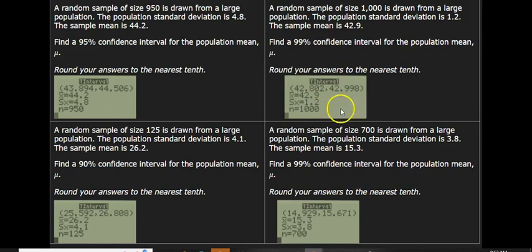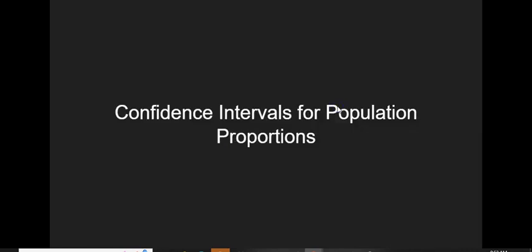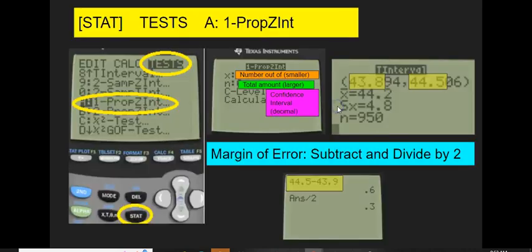And it will give you out your confidence intervals. Alright, if you have a population proportion, which means we do not have the mean, we're going to do stat test A. This we just have the number out of the total amount, and the confidence level or interval as a decimal.